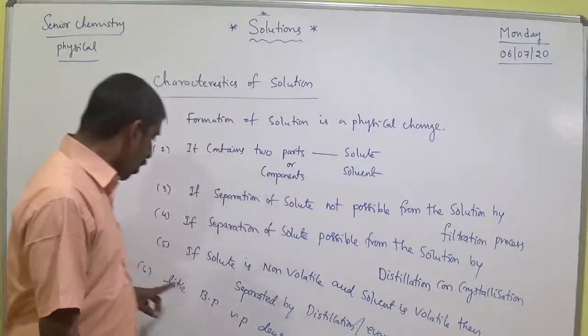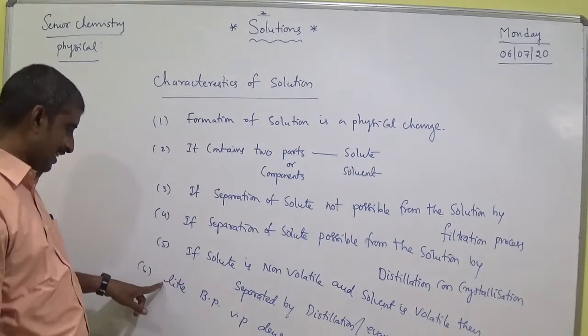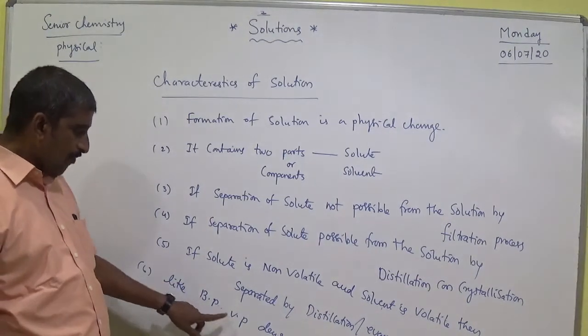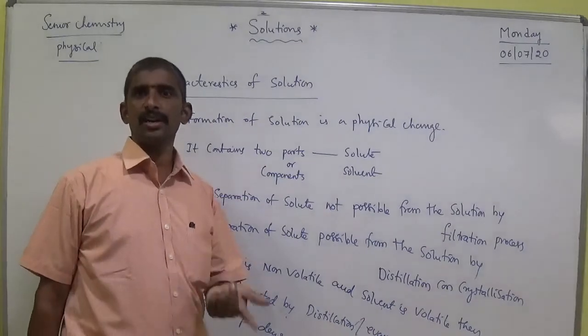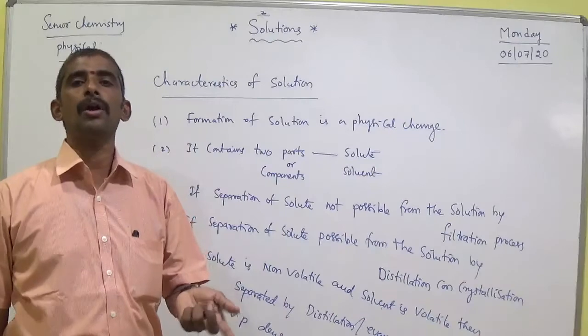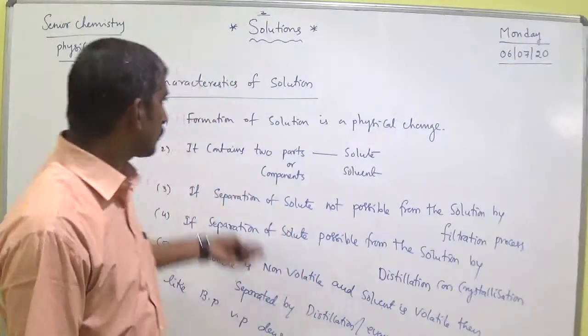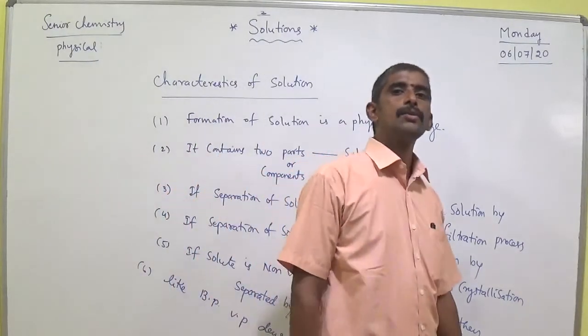Once again, properties of solutions like boiling point, vapor pressure, density depend on the nature of solvent. So they depend on the relative amount of solute and solvent. So these are all important characteristics of solution.